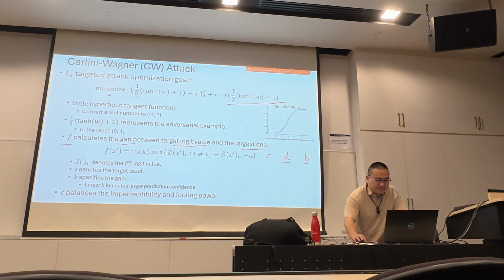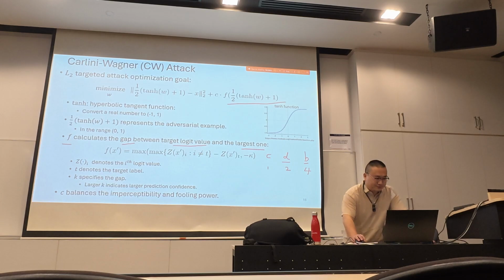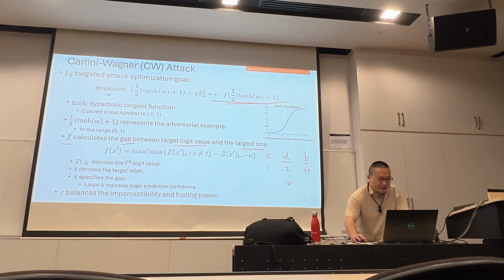So let me give some example values. Cat is 1, dog is 2, bird is 4. So this is the output initially by the model. And then at the end, we want the logit corresponding to dog to be the largest one. So we want this value, for example, to be 10. And this is what we want. And this can be achieved by optimizing the function f. So let's see how we can achieve that.